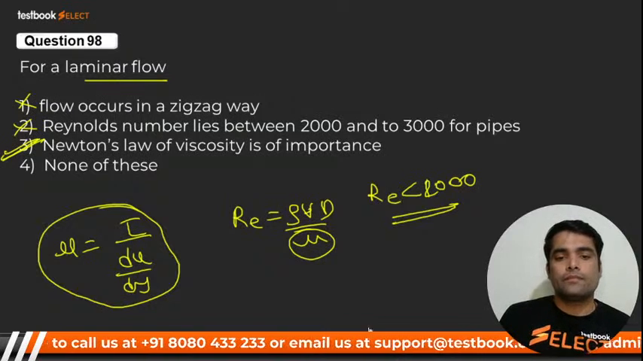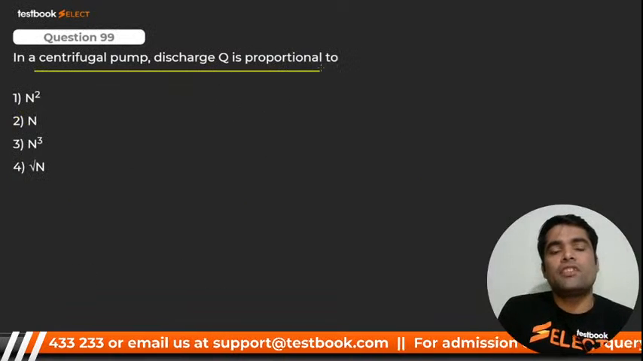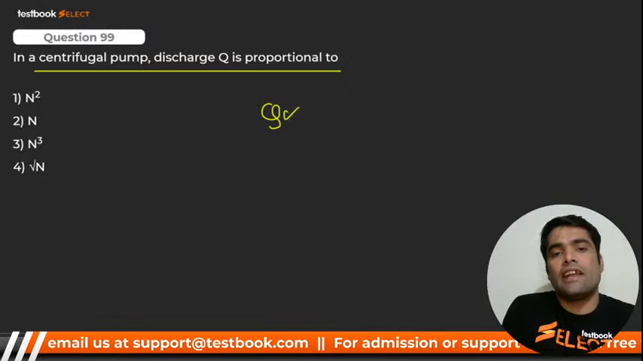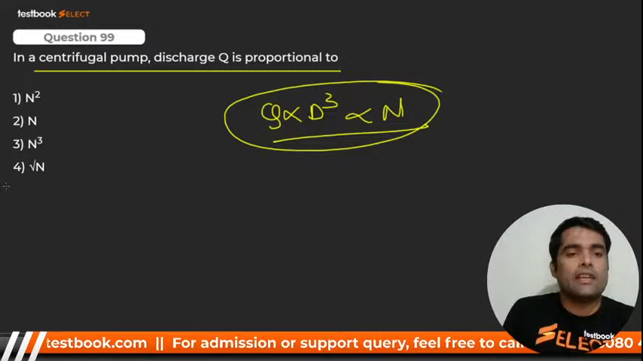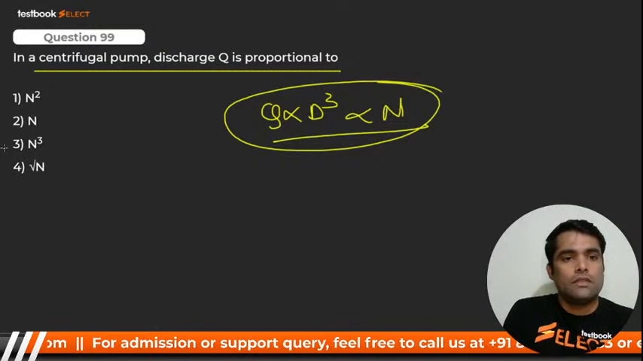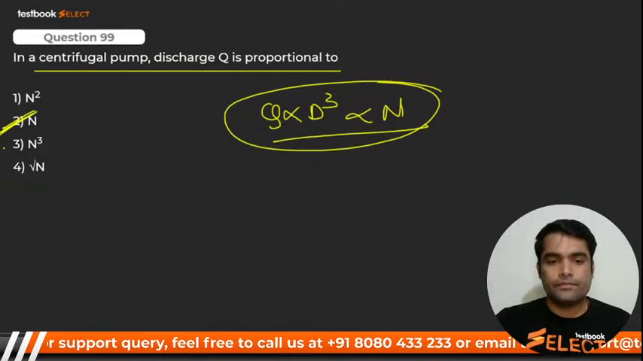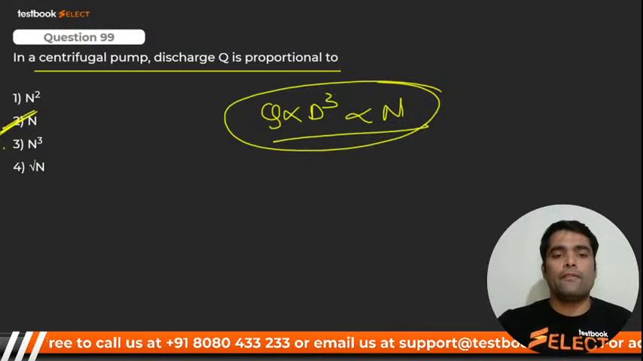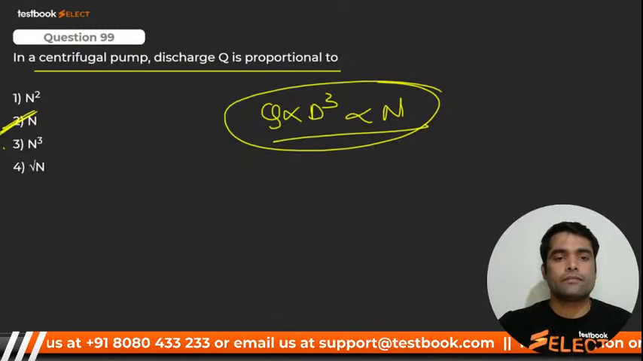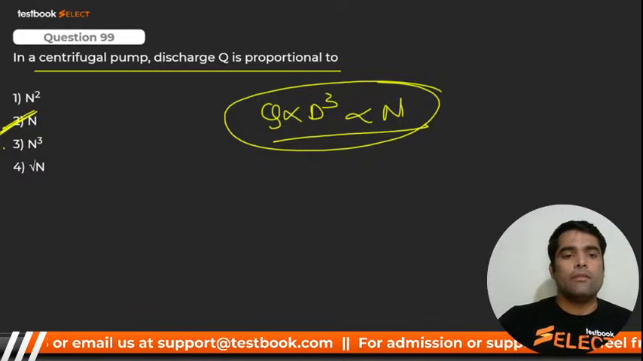99. In a centrifugal pump, discharge is proportional to. Discharge is directly proportional to D cubed and directly proportional to N. Right? Number 2. Guys, what about you? I'm not getting your comments over here. Be fast. Tell me quickly, what will it be? Very good. That is N.